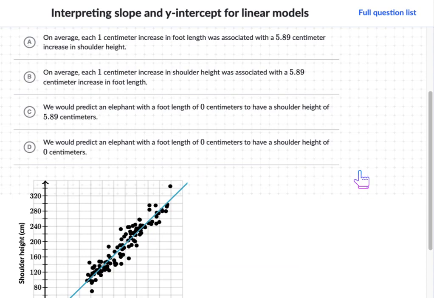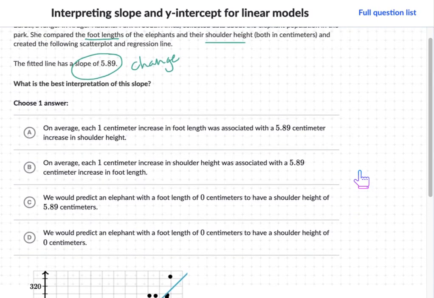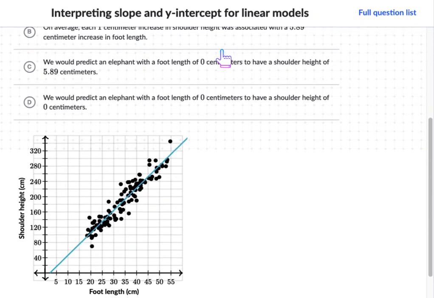All right, so like we said, the 5.89 is the change. It's telling us the relationship between the foot length and the shoulder length. What I want to do first, before I even look at my different statements, is I want to see what that 5.89 actually means according to my graph. So slope is supposed to be rise over run. So we're basically saying at the end, after we divided, we got 5.89. Okay, so that means the 5.89, we're going to put it over 1. That's the rise, and then the run is 1.